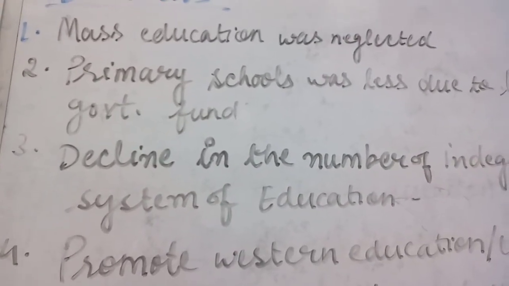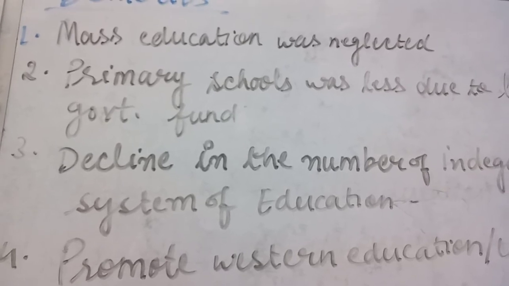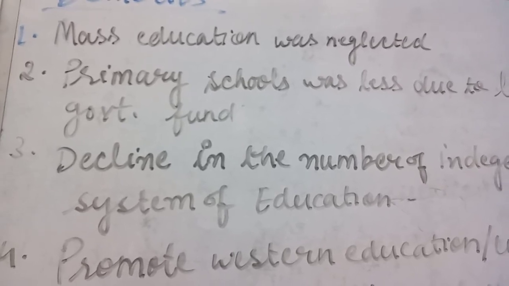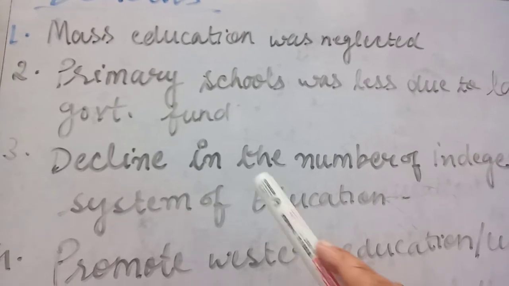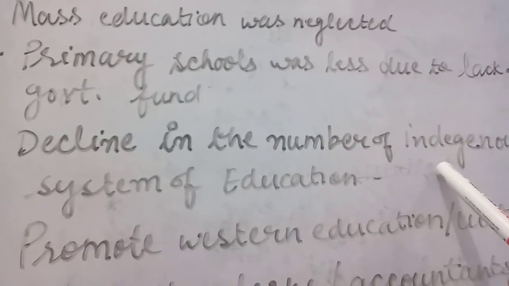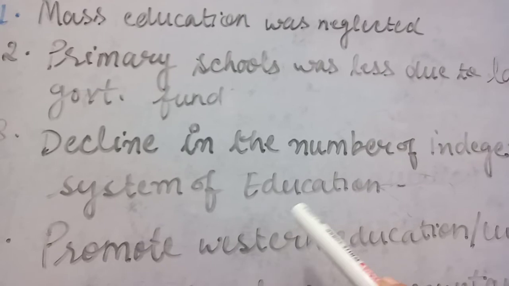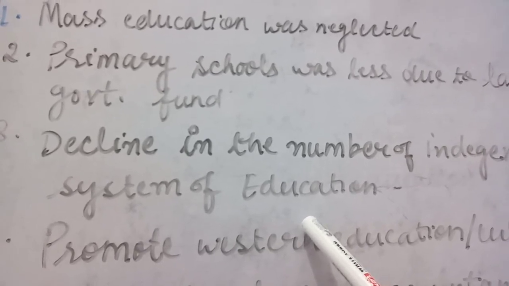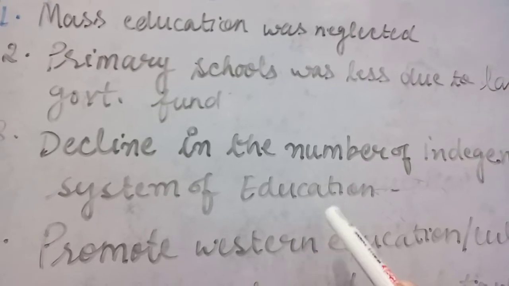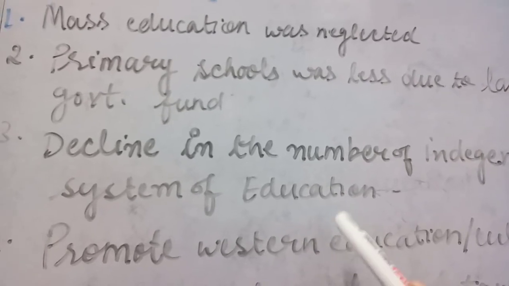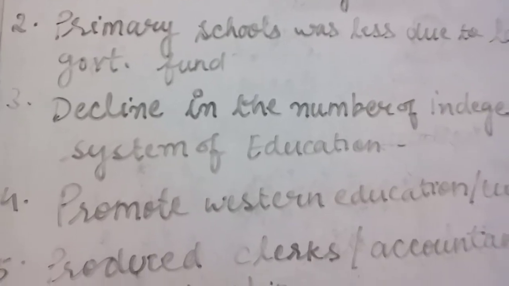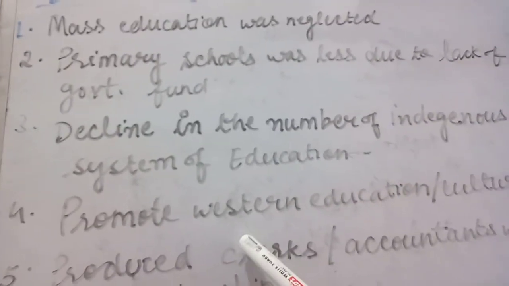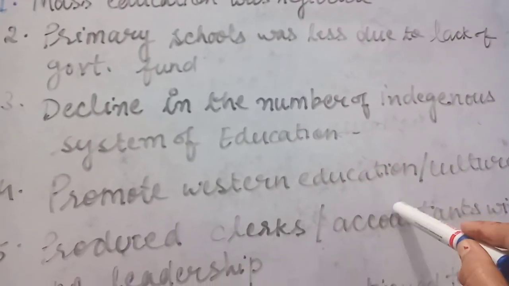In the beginning of the 20th century, 3 out of 4 children were not going to school. And there was a decline in the number of indigenous systems of education. It means many vernacular elementary schools closed down due to stiff competition from the British-aided schools. Okay, and the next one is promoting Western education and culture also.